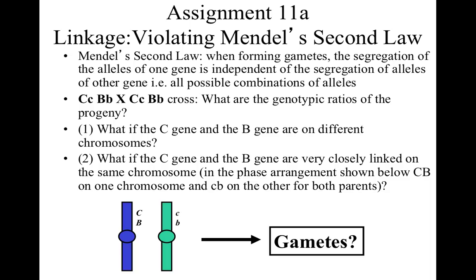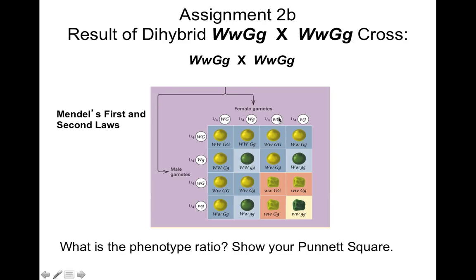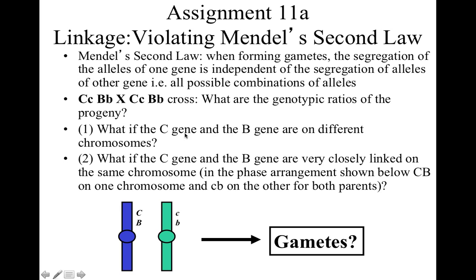To remind you, in the first class, we went over this dihybrid cross from Mendel's peas, and you went ahead and calculated the Punnett square and the genotypes and then gave the phenotype ratio. For assignment 11A, I'm only interested in the genotypic ratio. Please turn in assignment 11A to me at the beginning of class on Tuesday.